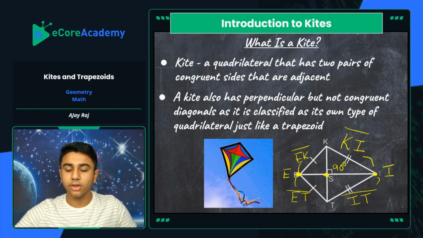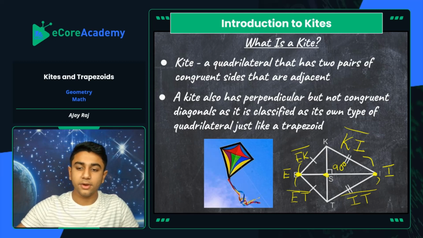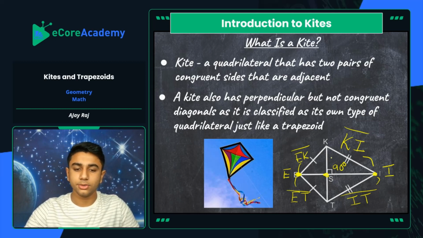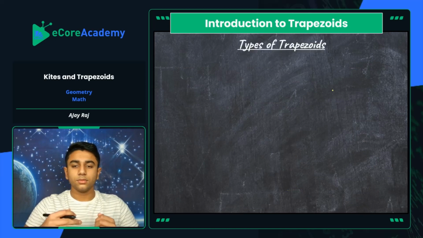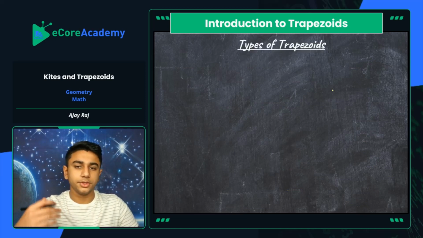However, as you can see, they are far from congruent. They are very, very irregular in shape in comparison to each other, so no similarity in that. Sorry, no congruence in that. There is similarity in that, but no congruence in that. Now let's introduce our trapezoids. So let's look into the specifics of what the types of trapezoids are while we introduce them.